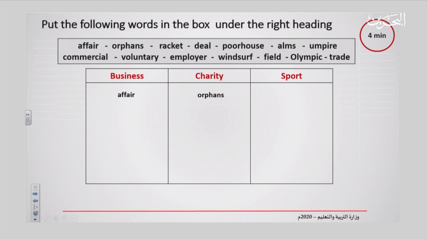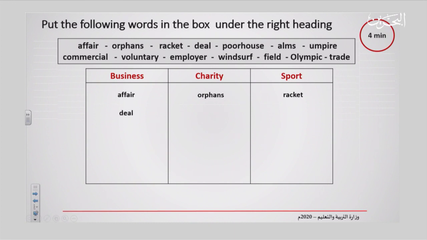Let's look at orphans. Orphans goes under charity, and orphans means someone who does not have his parents. As for racket, then it goes under sport. And a racket is the item or the instrument that you use to hit the ball, for example, when you play baseball.